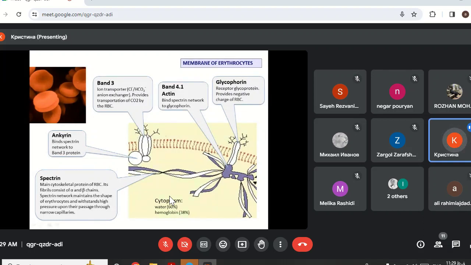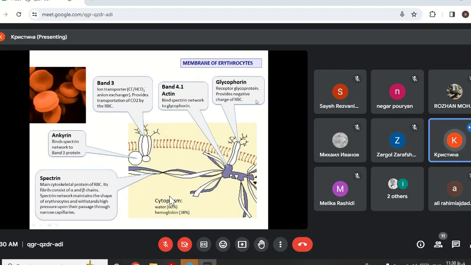Next, we have the transmembrane proteins, Band 3 protein and glycophorin protein. Both are transmembrane integral proteins. Band 3 protein is actually an ion transporter, the chloride bicarbonate anion exchanger. It means that it allows one ion inside and another ion outside, and thus it provides the transportation of CO2 gas by the red blood cell.